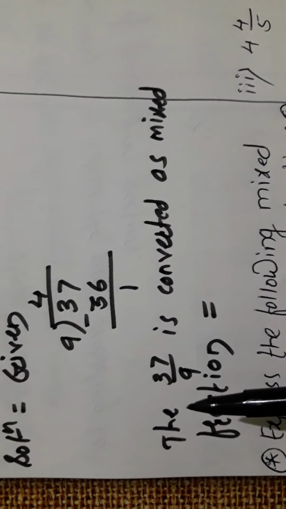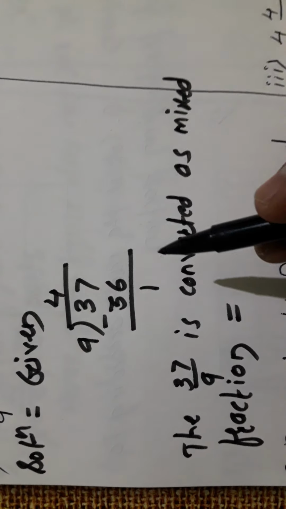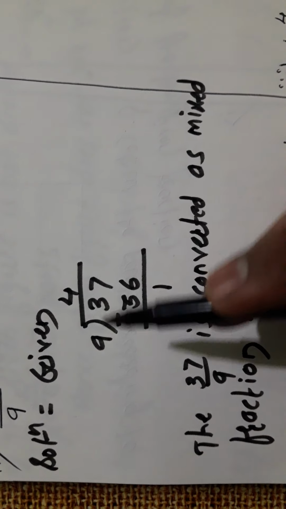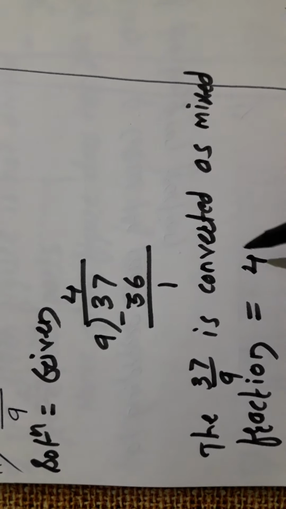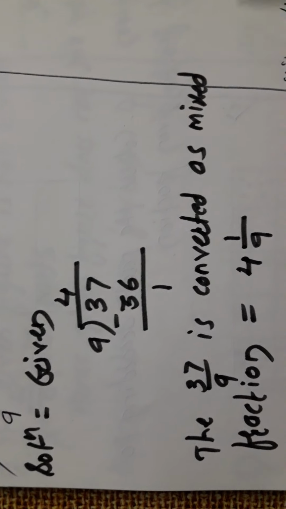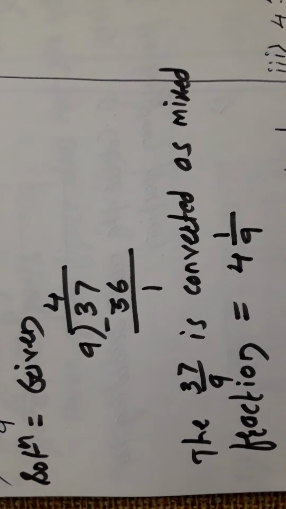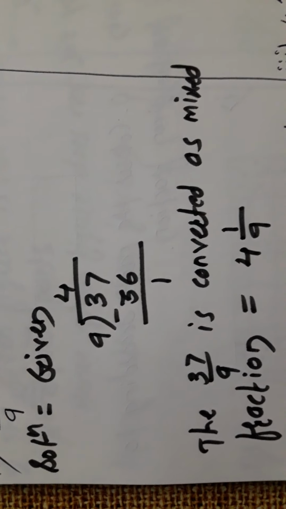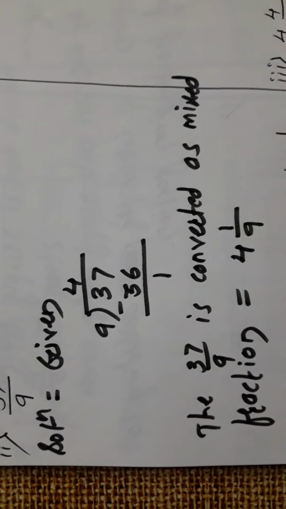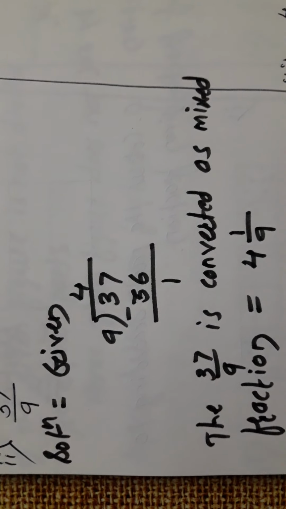Look here, the 37 upon 9 is converted as mixed fraction is equal to, first of all we have to write the quotient. What is the quotient? 4. After that we have to write the remainder. What is the remainder? 1 divided by, we have to write the divisor, 9. 4 and 1 upon 9 is known as the mixed fraction of the given improper fraction. Okay, do you understand? This is one type. In the last video also we have discussed some examples, and here also I hope you will get an idea about it.